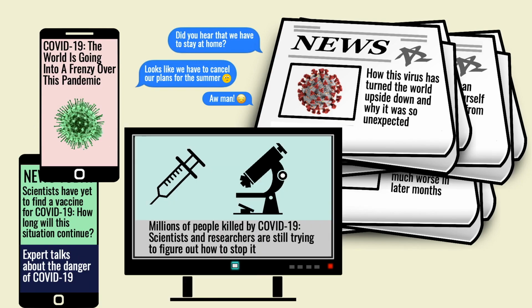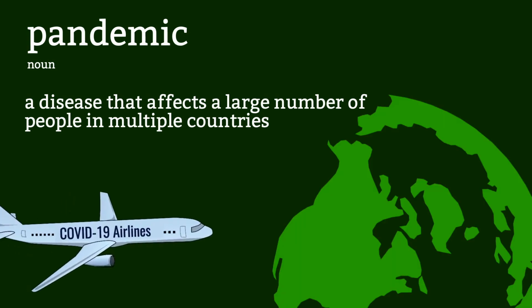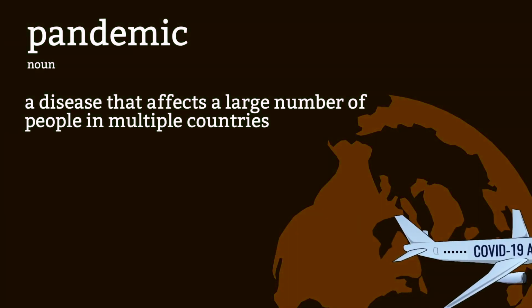COVID-19. We know that it has completely changed our lives. It was officially declared a pandemic by the World Health Organization on March 11, 2020. A pandemic is a disease that affects a large number of people in multiple countries. Not only has COVID-19 spread to more than one country, it has infected people from nearly every country in the world. As of June 18th, more than 8 million people have been infected with the virus, and around 440,000 people have died as a result.